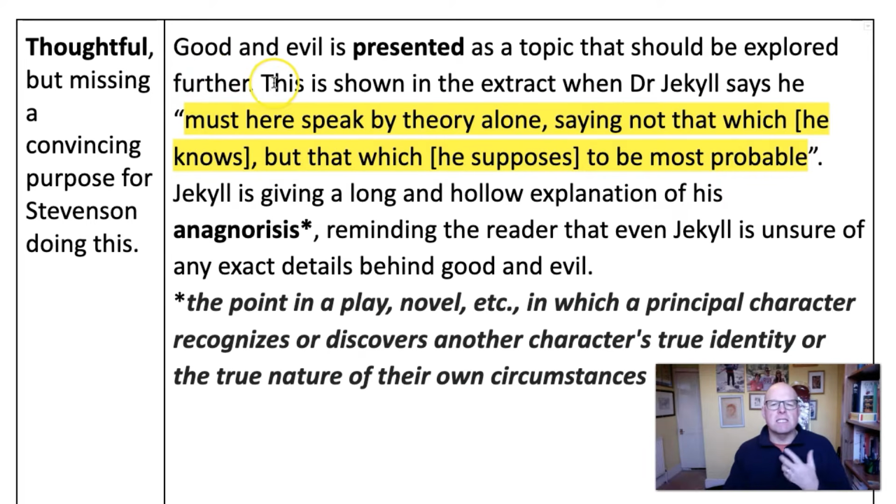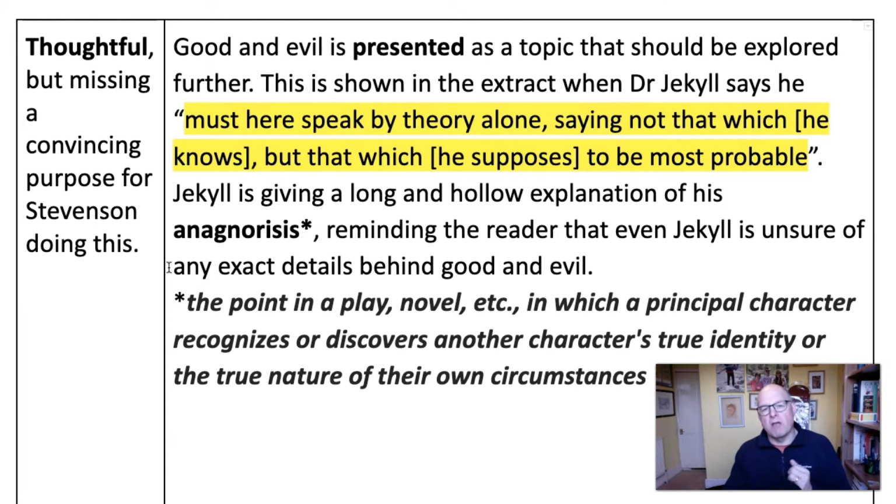Good and evil is presented as a topic that should be explored further. Well, to be specific, you'd say why, and what's the outcome of that exploration going to be? Michael doesn't do that, so this is a less successful part of his argument. This is shown in the extract when Dr. Jekyll says, "He must here speak by theory alone, saying not that which he knows, but that which he supposes to be most probable." Jekyll is giving a long and hollow explanation of his Anagnorisis, reminding the reader that even Jekyll is unsure of any exact details behind good and evil.